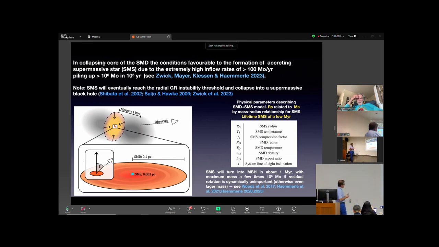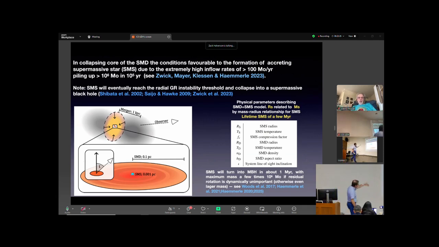So, story short, but let's make it as short as needed. The supermassive star, based on the models that have been produced in the literature, will live about 1 million years. After that, it will collapse into a black hole. But in this million-year time scale, you will have a system that looks like this. Supermassive star surrounded by a supermassive disk.